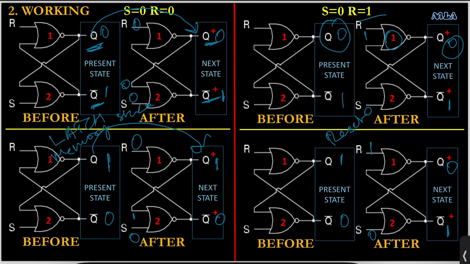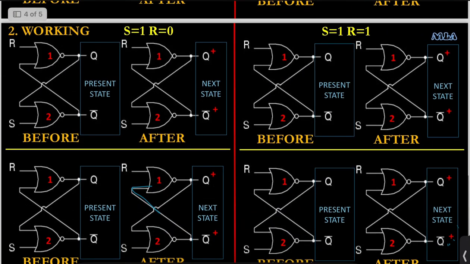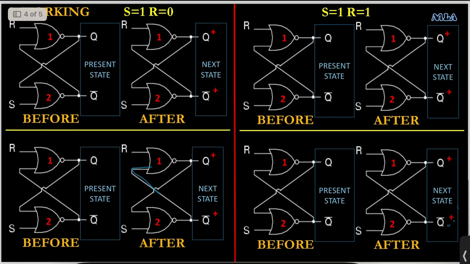So the output is 0. This we call a reset state. Okay, let's move on to the third part. In this third part, we are considering S equal to 1, R equal to 0.